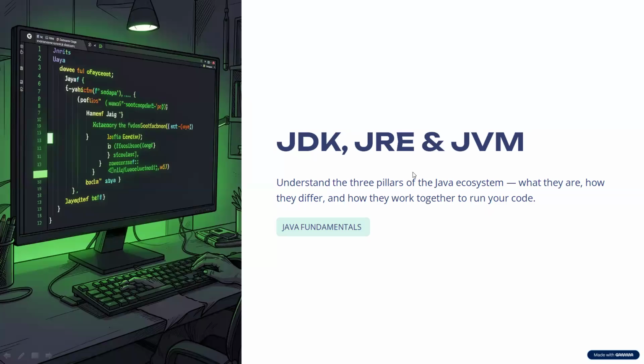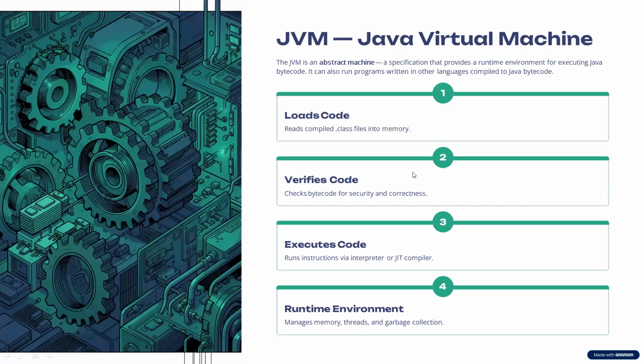Hi, today we are going to see the topic on JDK, JRE, and JVM. This provides the pillars for the Java ecosystem. What are they, how they are going to work, how they are going to differ, we are going to see in the upcoming slides. In the last class, we have seen the different platforms of Java and the features of Java.